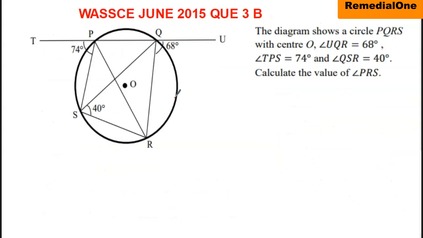This one too is WASSCE June 2015, question 3b. The diagram shows a circle PQRS with center O. Angle UQR is equal to 68 degrees. Angle TPS is 74 degrees and angle QSR is 40. We have to find the value of angle PRS.